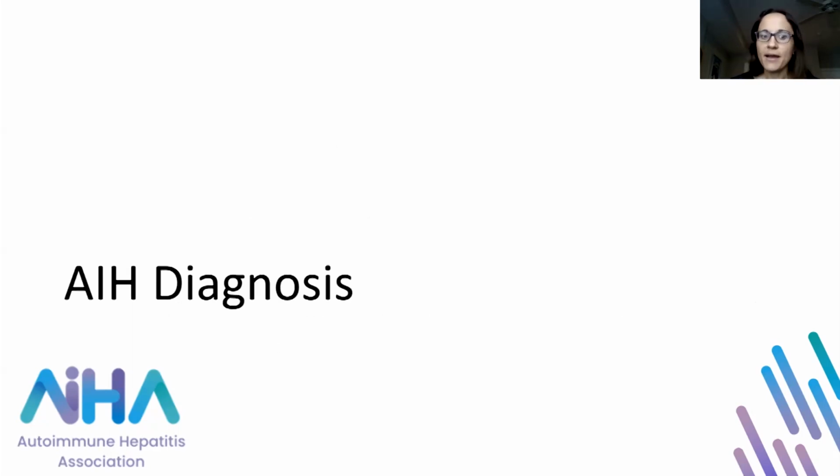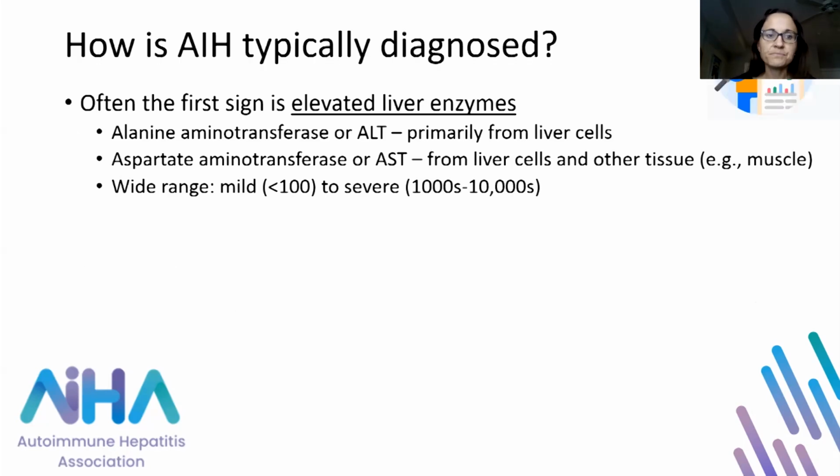So let's take some time to talk about the diagnosis of autoimmune hepatitis. The first sign is often a lab abnormality, and that's the elevated liver enzymes. Liver enzymes are basically proteins that live in liver cells, and then in response to inflammation or injury, they get released into the bloodstream. And so that's how we detect them.